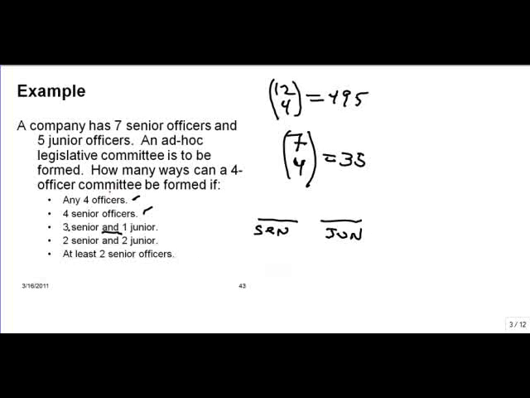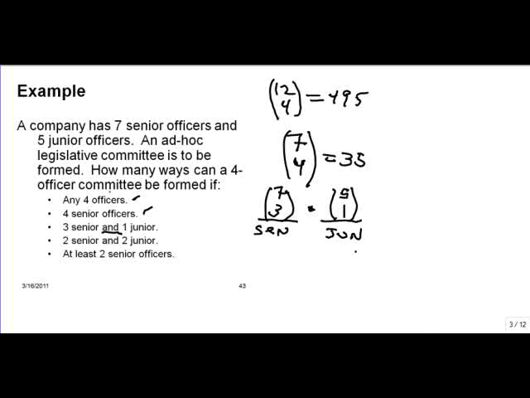So how many seniors do I have? I have 7 senior officers. How many of those 7 seniors do I want? 3. Does it matter how I get them? No. So order does not matter, so there are 7 choose 3 ways to do that. And junior officers, I have to ask myself, how many junior officers are there? There are 5 junior officers. How many of them do I want? Well, I need 1. Does it matter how I get them? And the answer is no. So there is 5 choose 1 ways of doing that. And then I'm going to multiply these together.